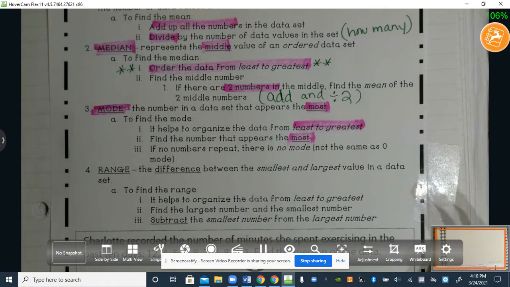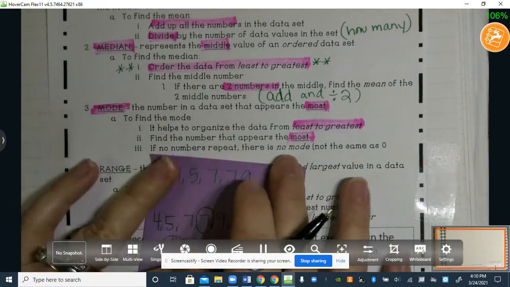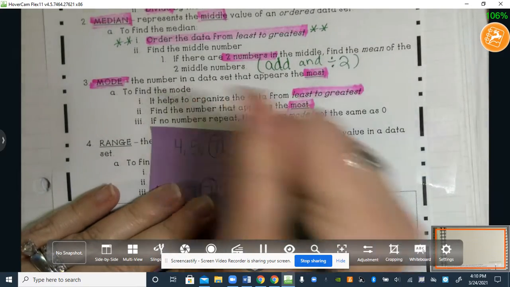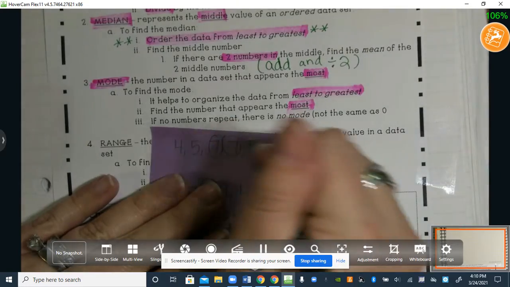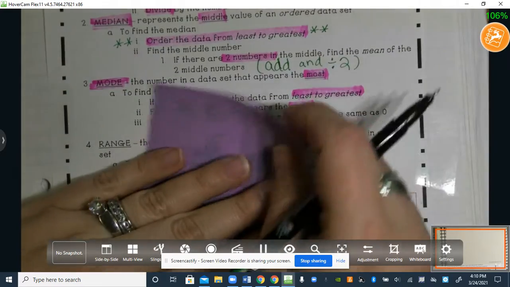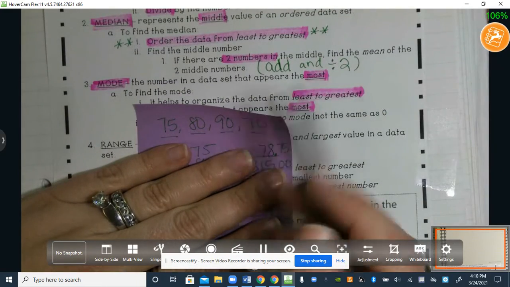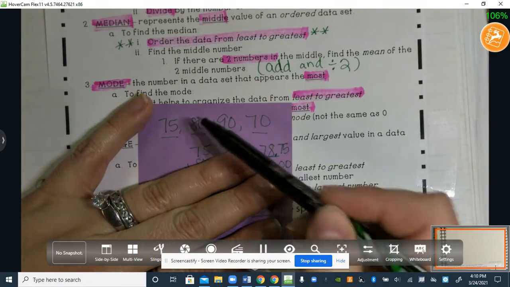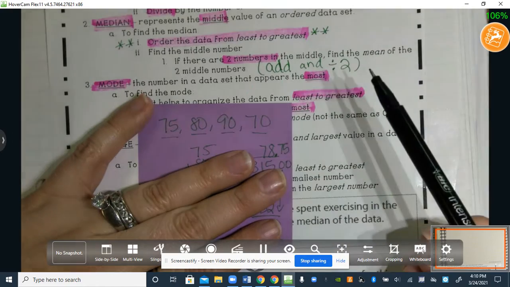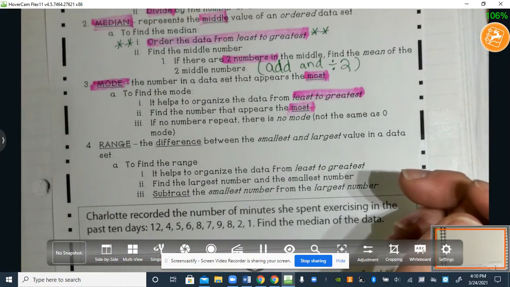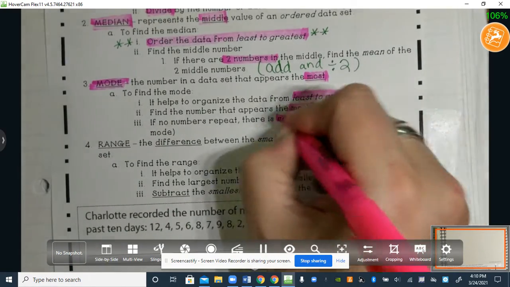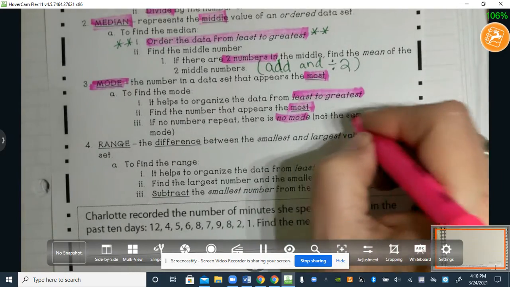So if I'm looking at this data set right here, 7 would be my mode. The 7 appears twice, so 7 would be my mode. Now, if I looked at these test scores of 74, 80, 90, and 70, I would have something called no mode because there's not one number that appears most often. They all appear once. No mode is different than zero mode. Don't put zero mode. No mode is not the same as zero mode.